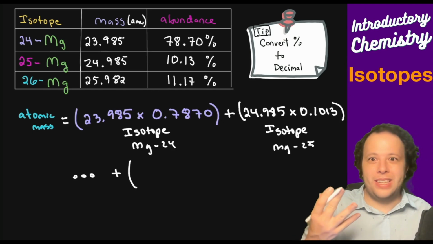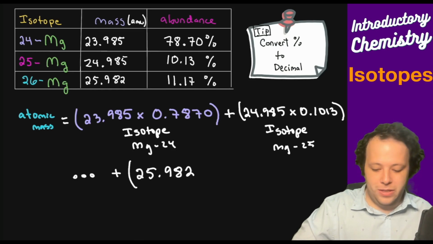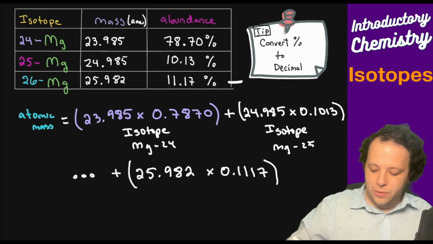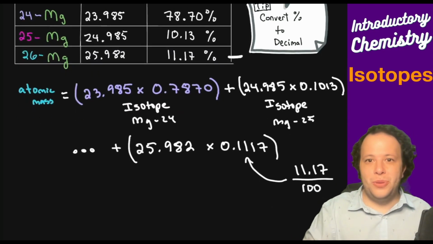And once again, we'll take that relative abundance times our mass. So we got the mass of 25.982. So we're just doing this third line here. And then we'll multiply that by 0.1117. And that's how we'll do that. And just as a reminder, the way that we got this number is 11.17 divided by 100. So that's percent to decimal. It's how these numbers are coming up.